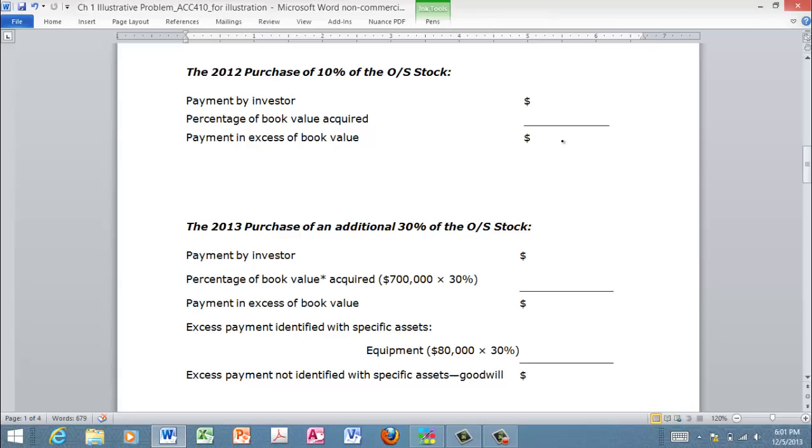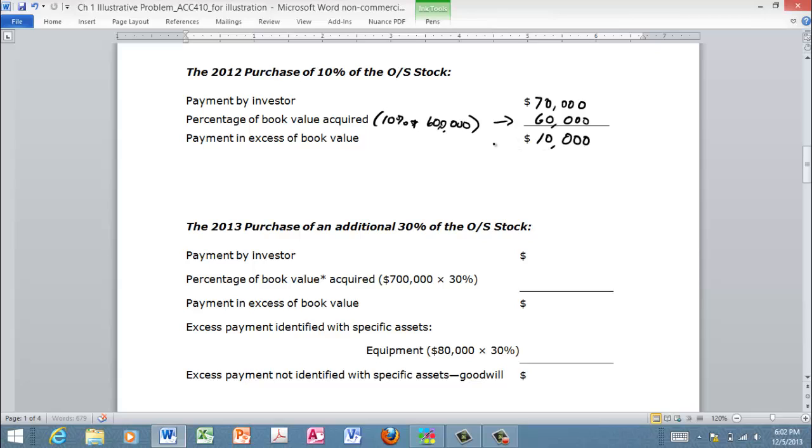So now what we're going to do for the 2012 year is retroactively make it look like we accounted for this under the equity method. So what did we pay for that 10% share? Remember, go back to your problem and you can see from the previous page it was $70,000, right? Now, we acquired 10% of the company times the book value of $600,000. So what we got for our $70,000, we got $60,000 of book value. And so we paid in excess of book value, $10,000.